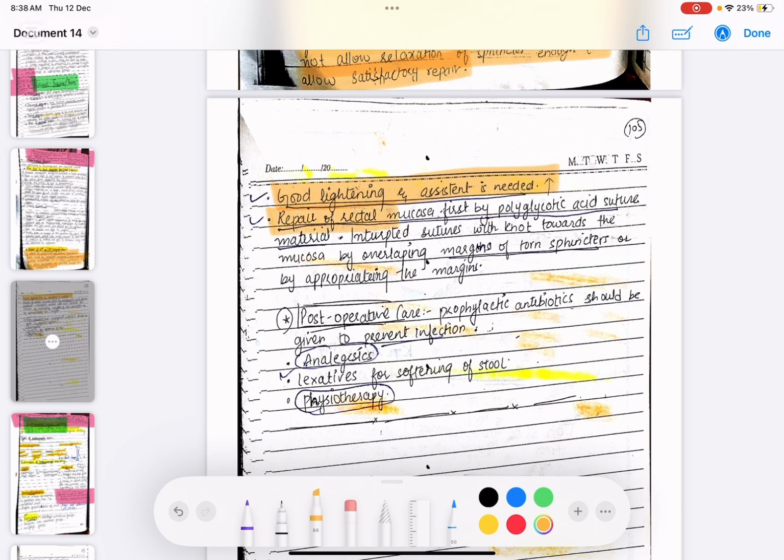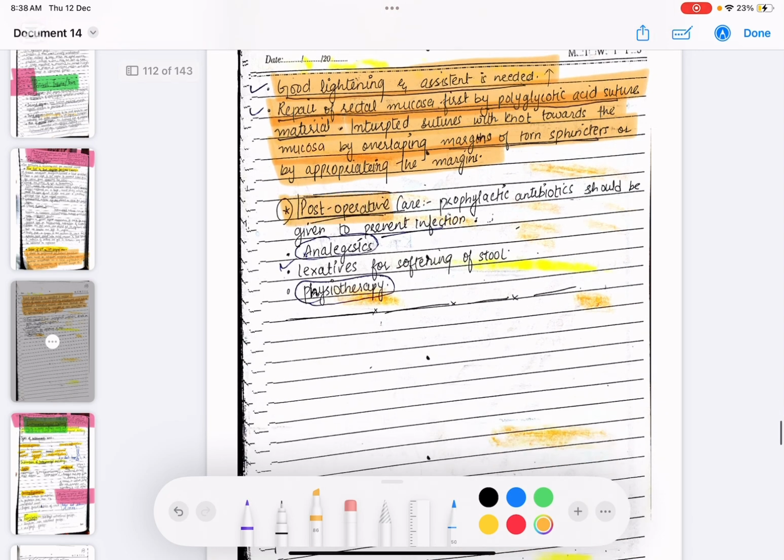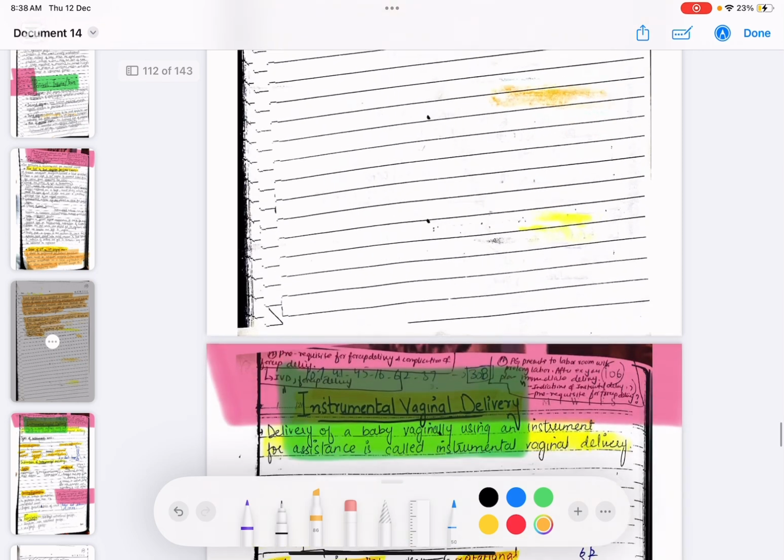The rectal mucosa is repaired first with polyglycolic acid suture material, then interrupted sutures are placed, overlapping the margins of the torn sphincters or approximating the margins. Then post-operative care: prophylactic antibiotics should be given to prevent infections, analgesics, laxatives for softening of the stools, and physiotherapy.